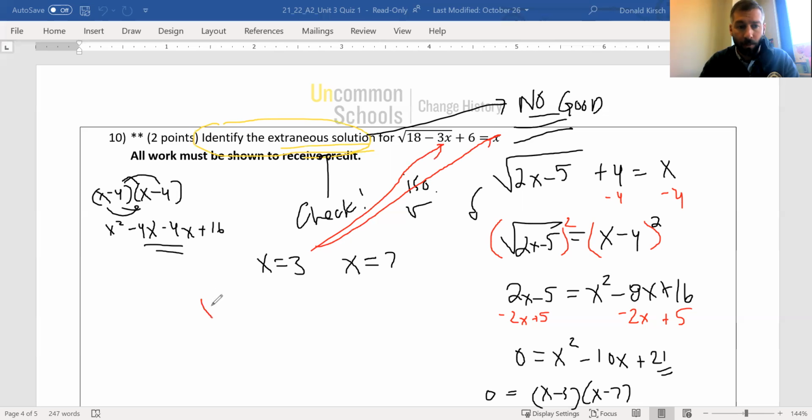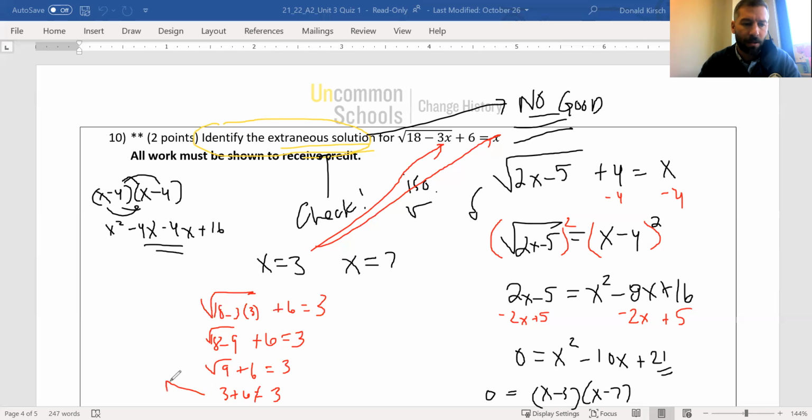So let's check our 3. We'd have square root of 18 minus 3 times 3, that's all inside, and then I've got the plus 6 on the outside and then equals. Remember how we have a 3 there as well? That x also has to be a 3. Let's work on the inside first. 3 times 3 is 9. I'll even do this step by step: 18 minus 9 gives me the square root of 9. And that gives me 3 plus 6. What in the world? 3 plus 6 is not equal to 3. That's not true at all.